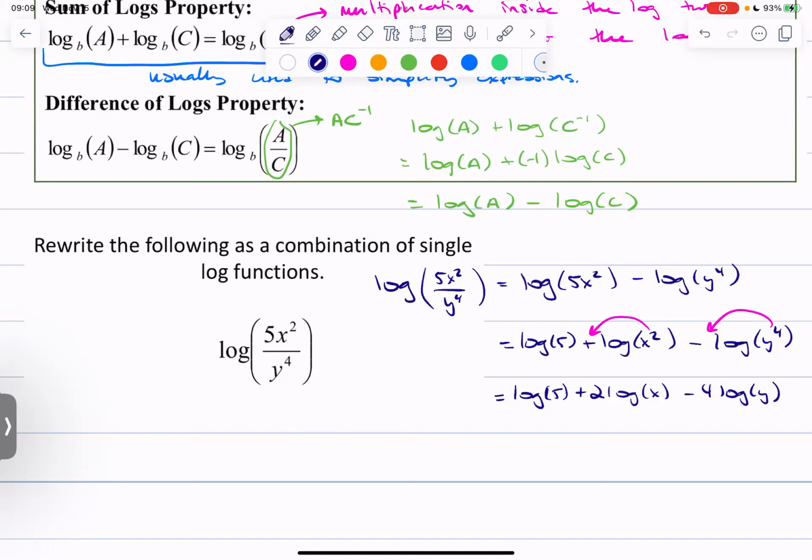Nice. So as long as you got there, then you're good, right? What's another way you could have rewritten this initially? You could have rewritten this as 5x squared times y to the negative 4, right? And then you're multiplying three things, which you can just add each part together, but then you've got a negative 4 that you could bring out front, and you'd end up in the same spot, right?